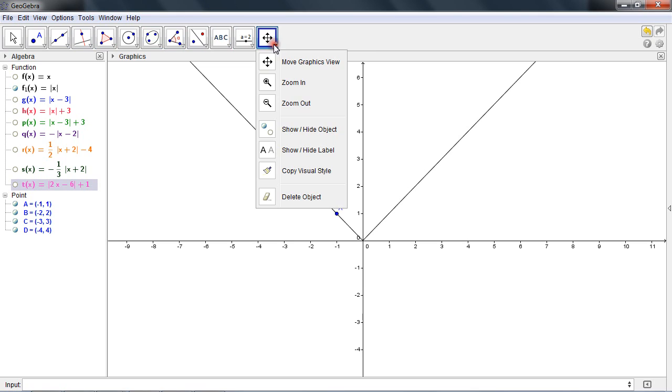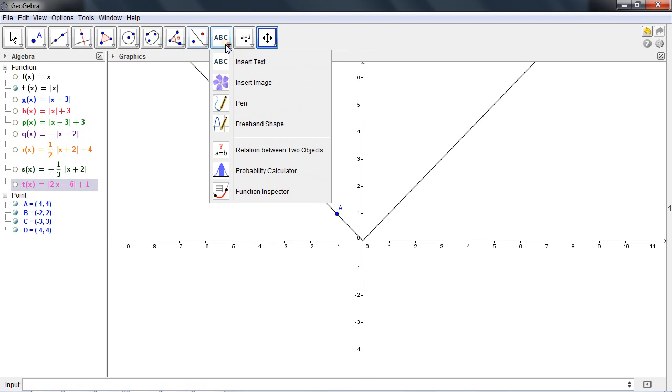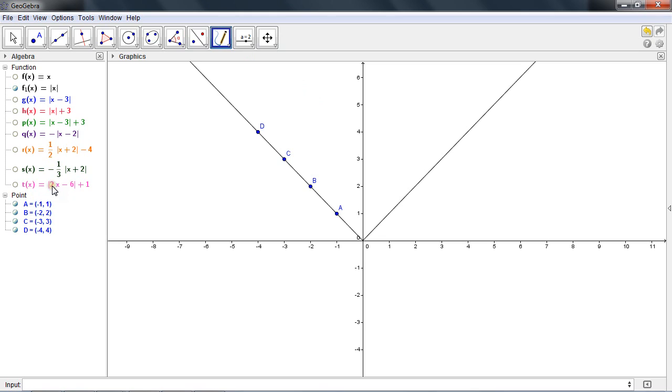We need to factor out that 2 because we need just a plain x inside the absolute value. We pull the 2 out of the absolute value. That leaves us with an x. Minus, we've got to take the 2 out of both things inside that absolute value. 6 divided by 2 is 3. And then the plus 1 at the end didn't have anything done with it. It's just tacked on to the very end.